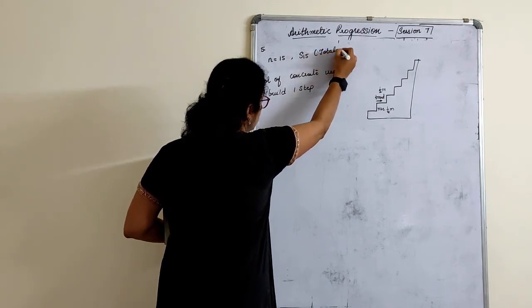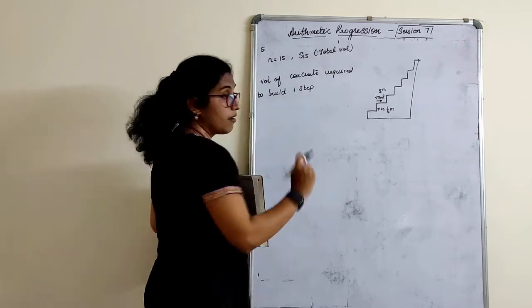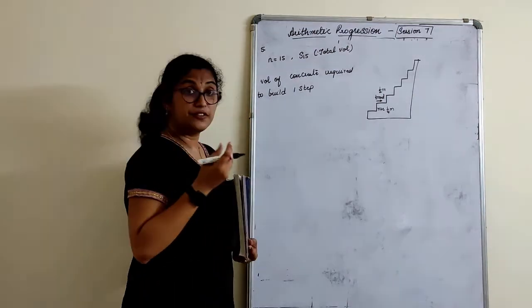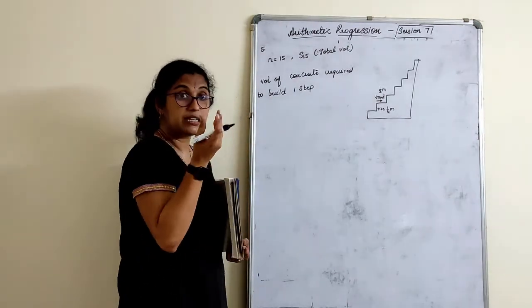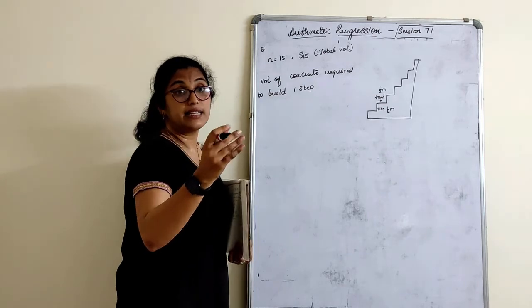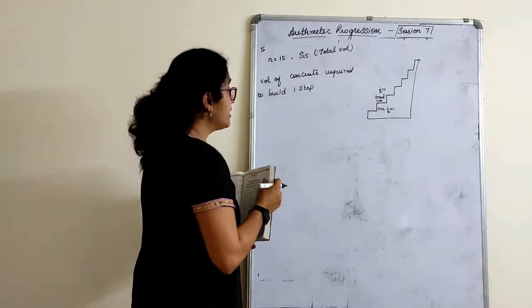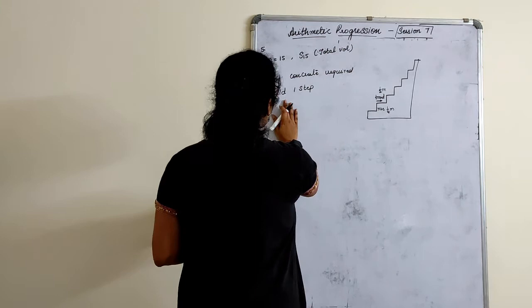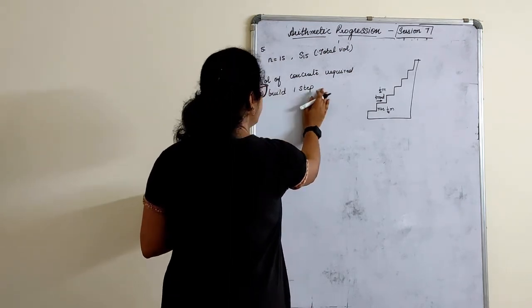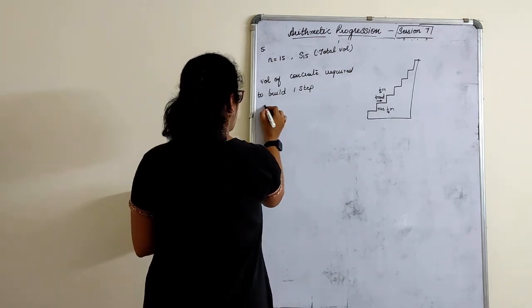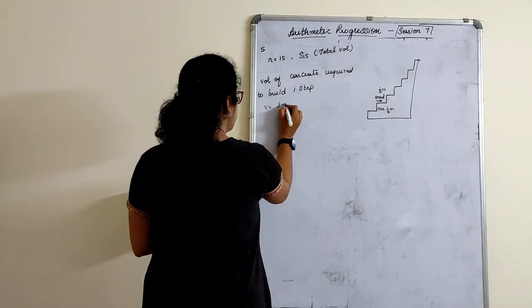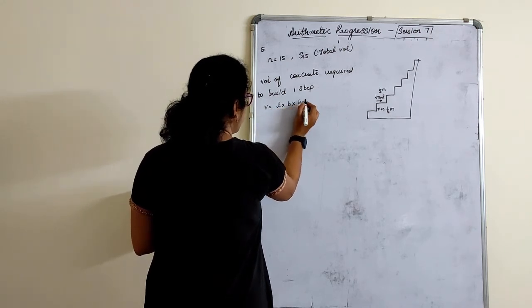According to them it is total volume. Okay. So to find that, first I should know at least for the first step how much it is required, then the second step, then the third step, right? How is it done? Volume of concrete required to build the first step. How much is it? What is the volume? The volume formula is length into breadth into height.